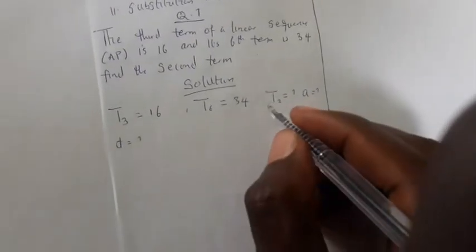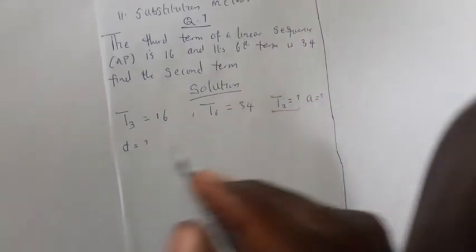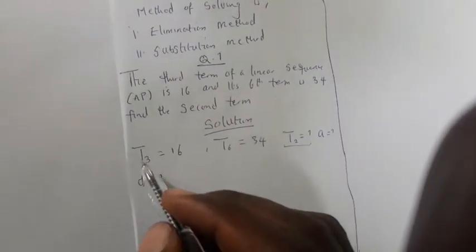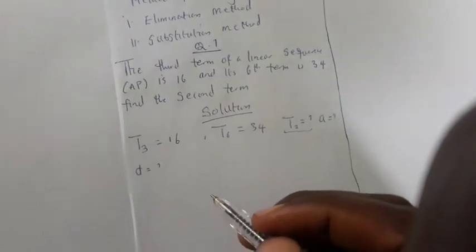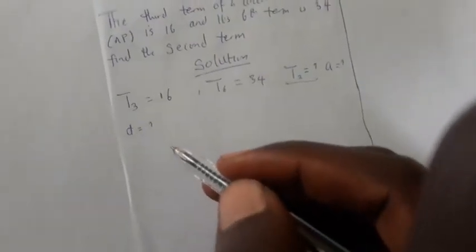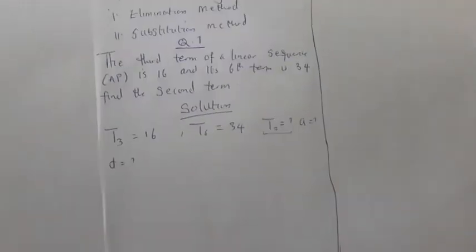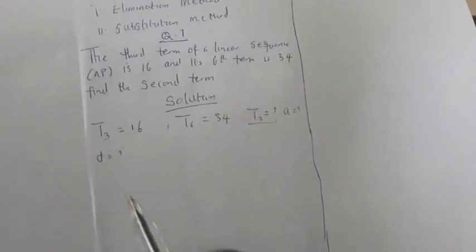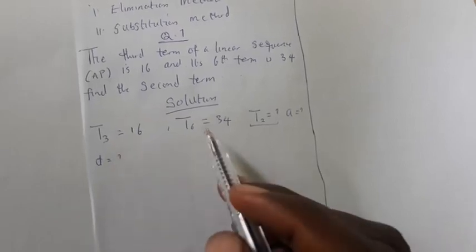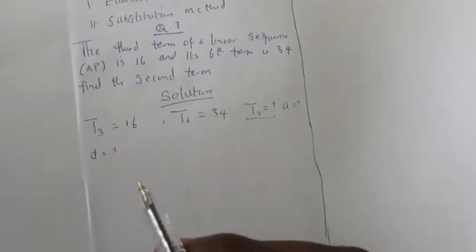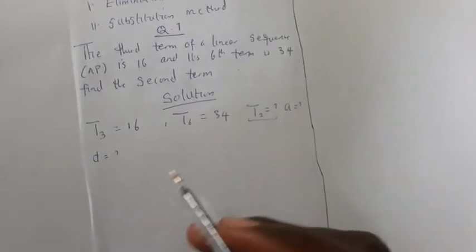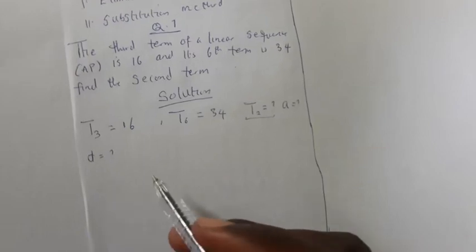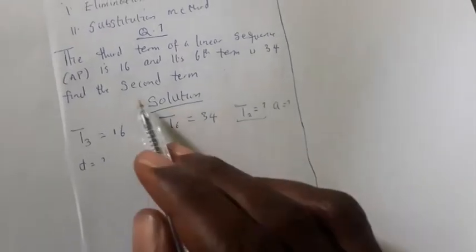Before you can get this T2, you are going to get A and D first, because we are going to use our formula. Now the third term is given, the sixth term also is given. So the given terms, which are T3 and T6, are what we are going to use to get the first term and the common difference, and then we use those to get the second term that the question asks for.